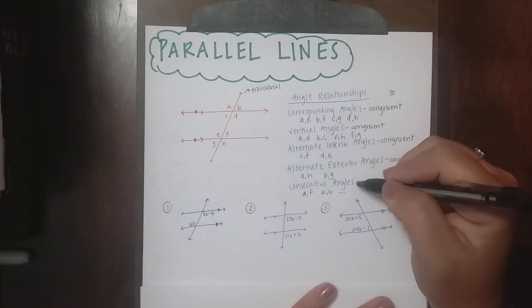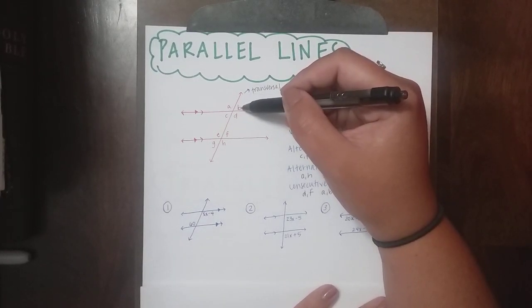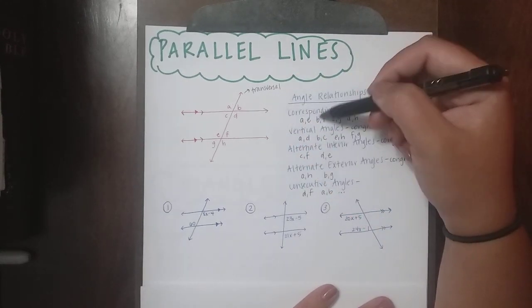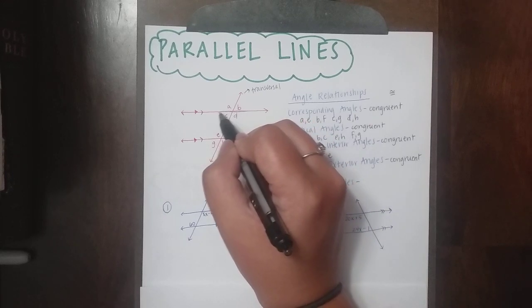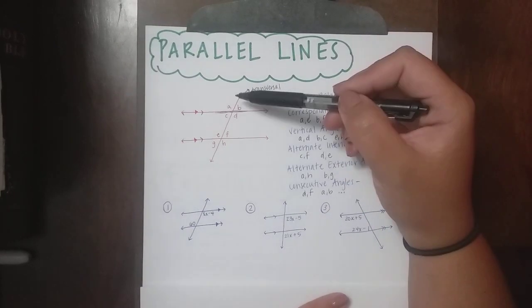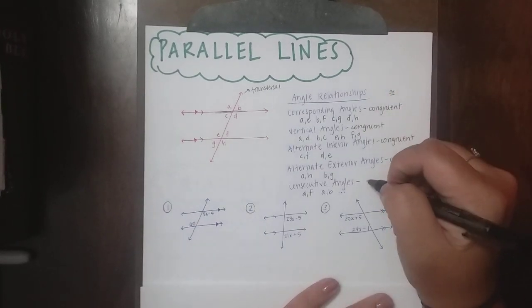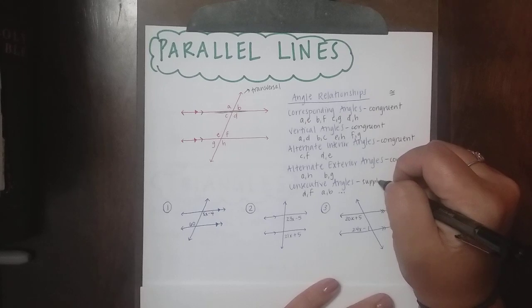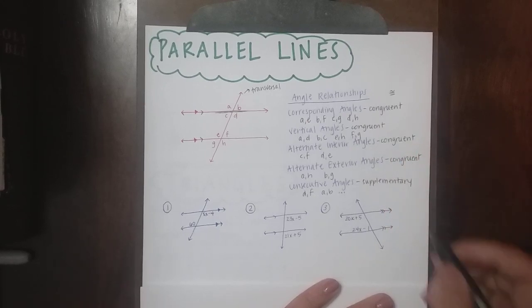But consecutive angles are not congruent. Because I know that A and B, they're not any of these four, but they do make up a line. It's not a very pretty line. And we know that a line consists of 180 degrees. If I'm completely flat, that's 180 degrees, which means that A and B have to add to 180. Well, we have a word for that, and that's supplementary. So all the consecutive angles are supplementary.